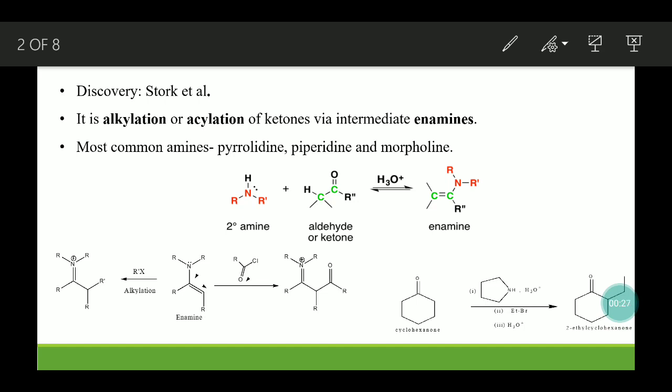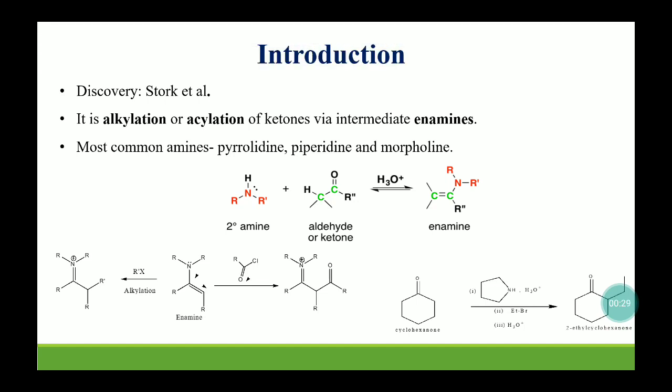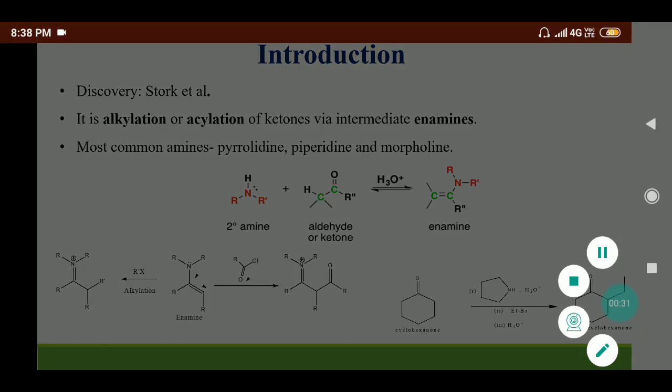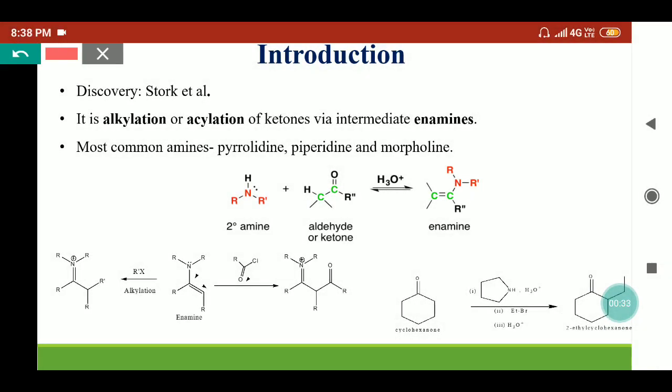Enamine is composed of two words, that means ene plus amine. So carbonyl compounds can react with 2-degree amines, that means secondary amines, and then they will synthesize the enamines. Here we can see a double bond and an amine group, so it is known as an enamine.